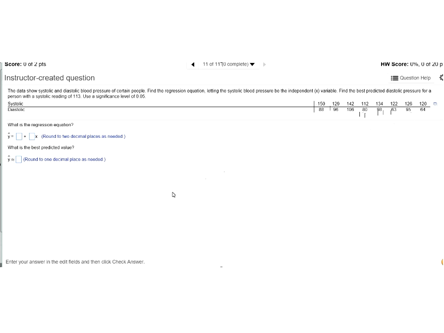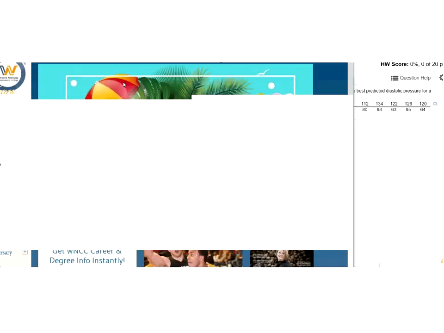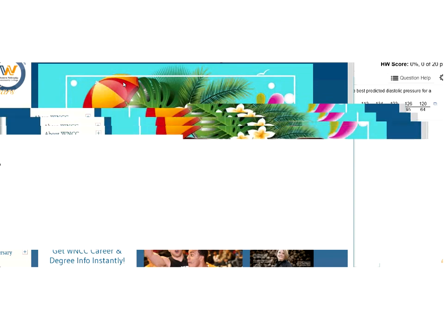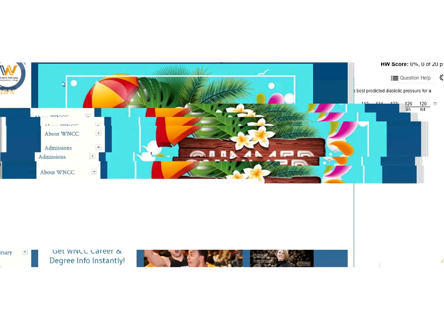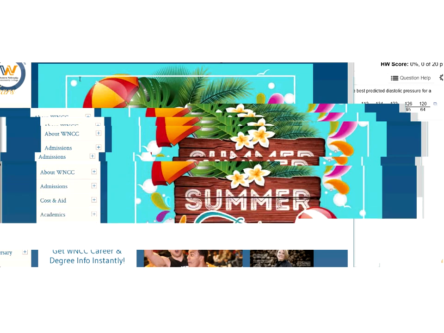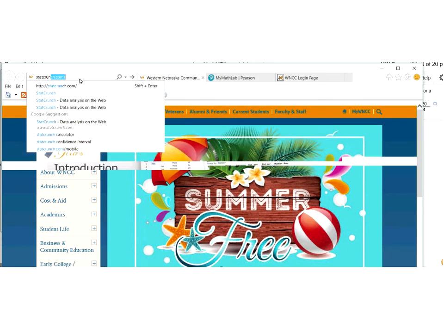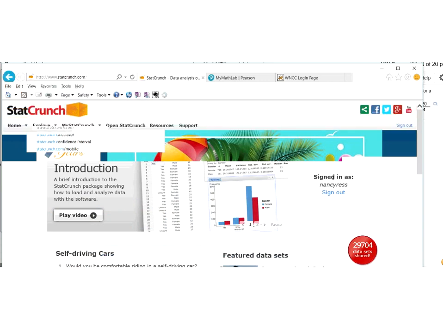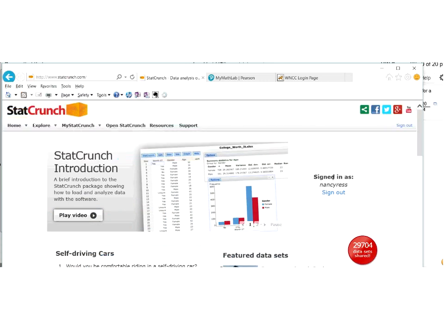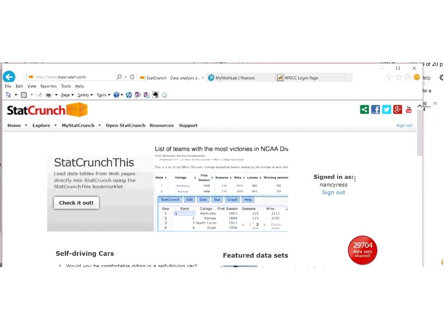So if it doesn't give you that option, then what you need to do is just open another browser window and go directly to the StatCrunch website. To do this, you can just type in statcrunch.com. And it'll take you there, and if you're already signed into MyMathLab, it should not make you sign in. If it does make you sign in, just use the same login ID and password that you used for MyMathLab.